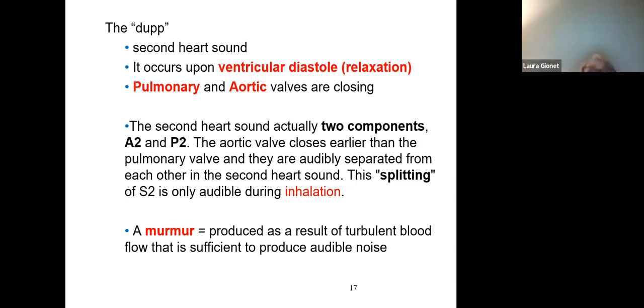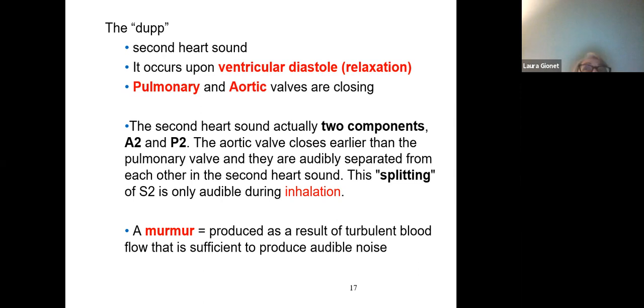The reason why you listen to those is to listen for turbulence of blood flow that might be occurring there. And that's called a murmur. So a murmur is a general term for a sound produced as a result of turbulent blood flow that is sufficient to produce an audible noise.